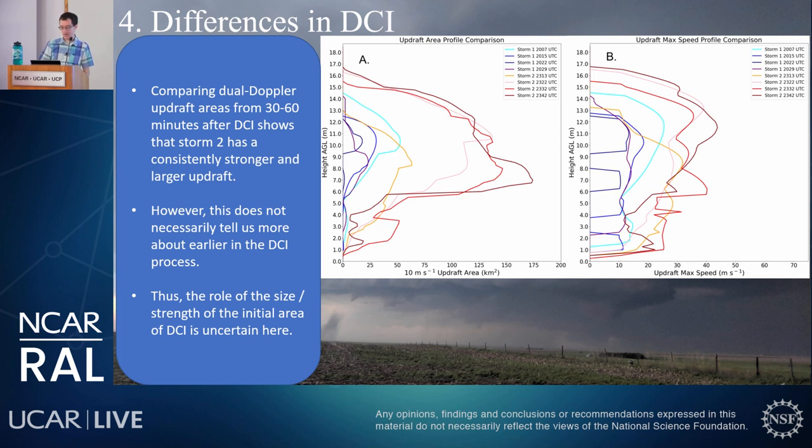And same thing here, warm colors are Storm 2, cold colors are Storm 1. And the updraft speed in this case is also larger in Storm 2. So unfortunately, 30 to 60 minutes after DCI doesn't really tell us too much about what happened at DCI. So we can say that as they're both organizing into supercells, Storm 2 definitely has a larger updraft. But we can't really, I think, infer that that definitely means that Storm 2 came from a larger, stronger area of DCI.